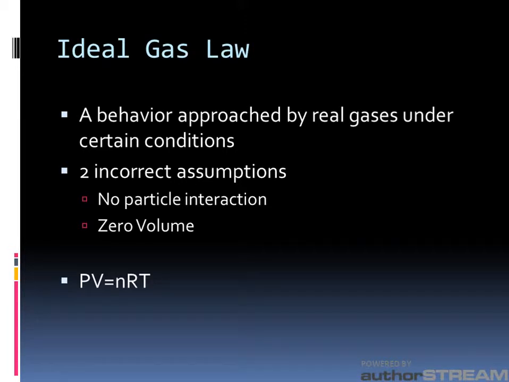Although the equation PV equals nRT is generally pretty useful, in cases where chemists need to be more precise, they use the van der Waals equation. This equation makes a correction for the volume and a correction for the pressure for a real gas.